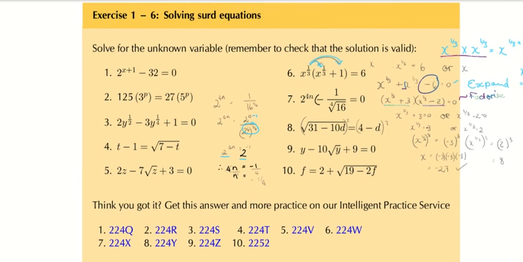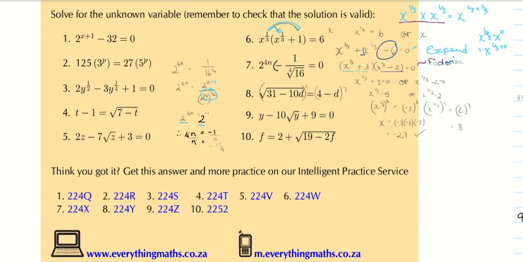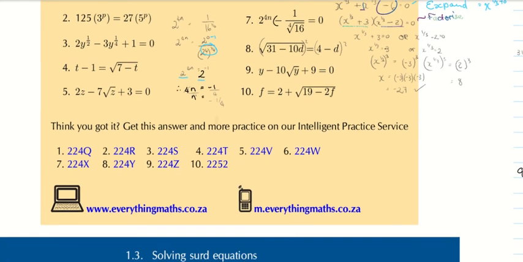Good day, grade 11. In the previous lesson we looked at exercise 1 to 6, solving surd equations, and we did everything on the right hand side. That means numbers 6, 7, 8, 9 and 10. You can, however, on your own time, if you want more exercise of this, go do number 1, 2, 3, 4 and 5.